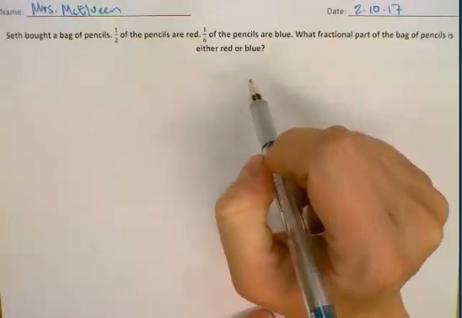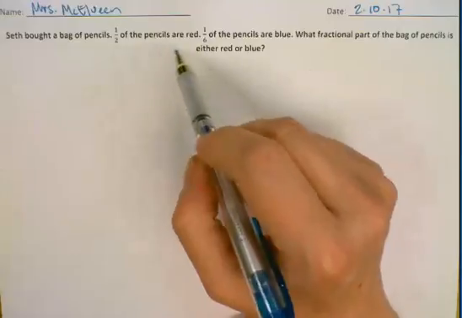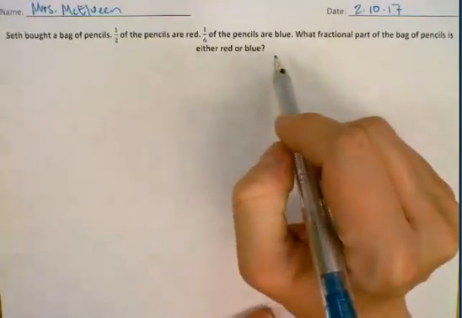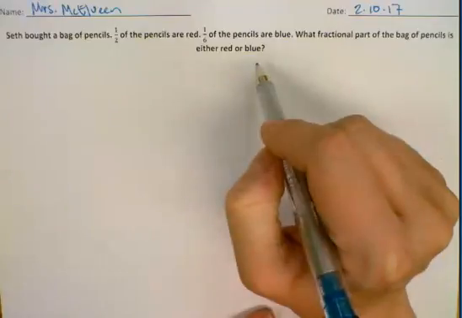I'm going to read it again. Seth bought a bag of pencils. 1/2 of the pencils are red. 1/6 of the pencils are blue. What fractional part of the bag of pencils is either red or blue?